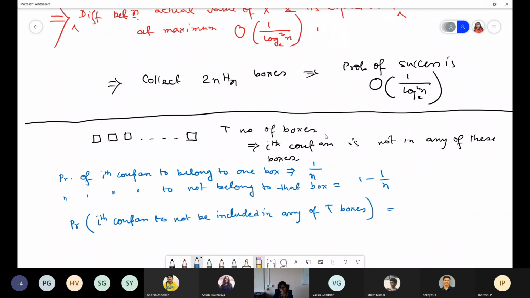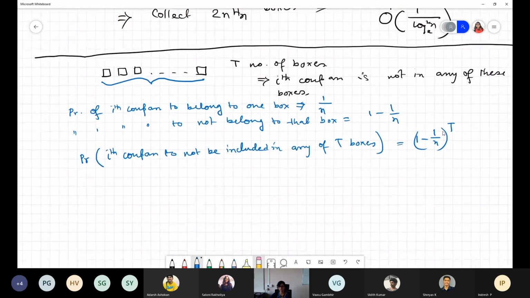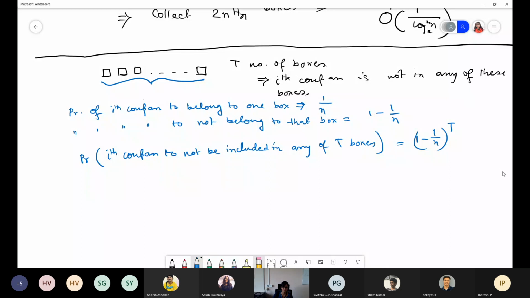This will be what? 1 minus 1 by n whole to the power t, isn't it? I have t number of boxes, all boxes are independent and each coupon can be included in that box or not. Yes, ma'am. Each box can contain only one coupon. Okay, so this is my probability of this ith coupon not to be included.